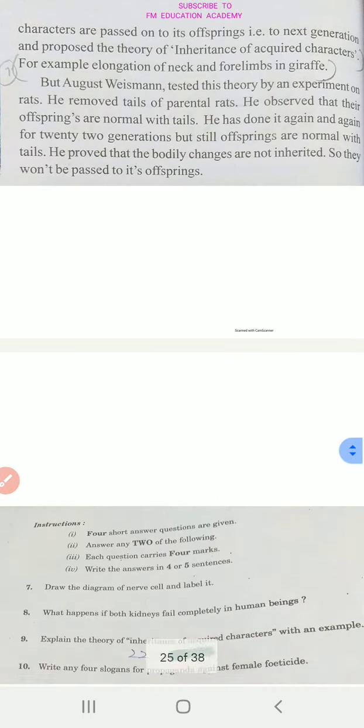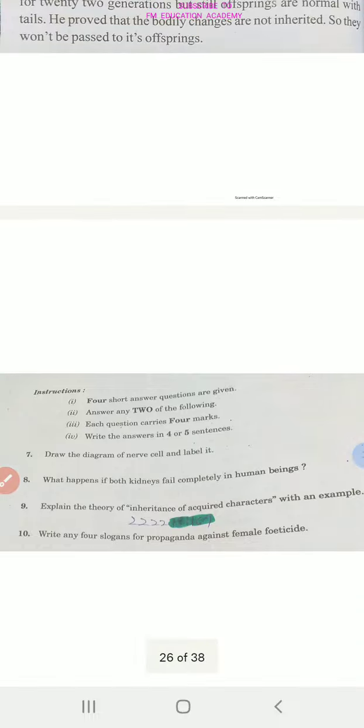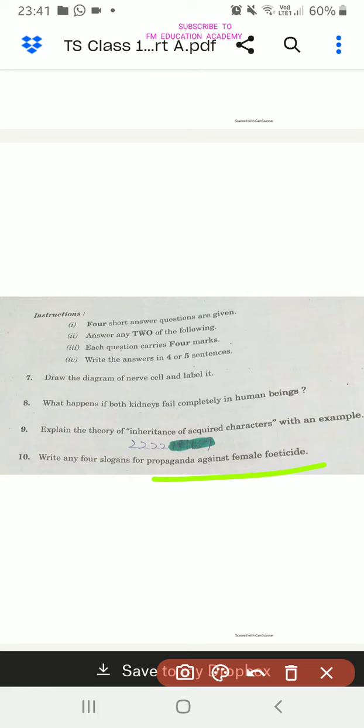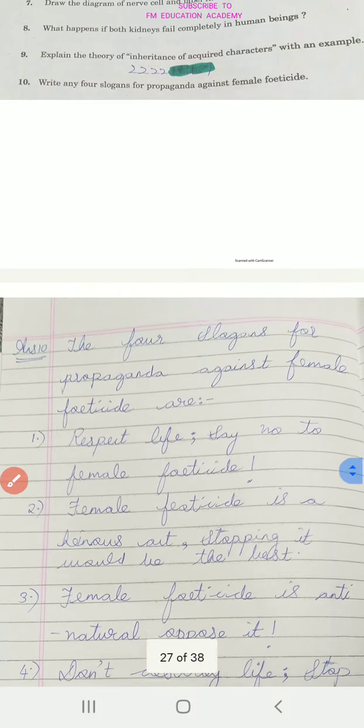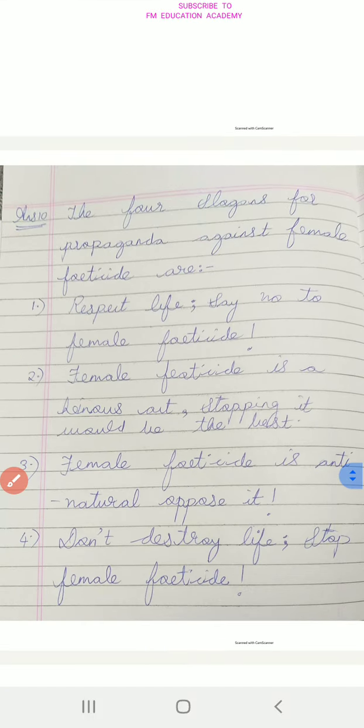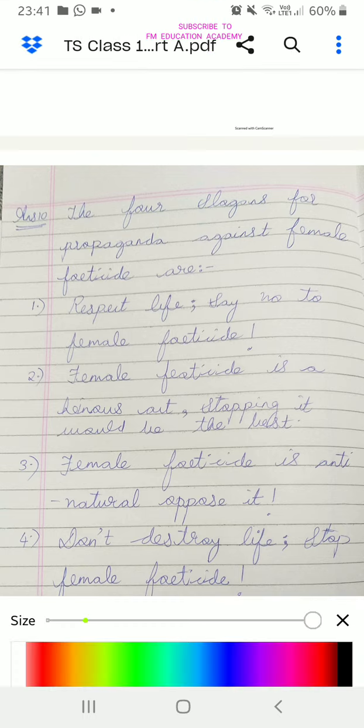Next question is, write any 4 slogans for propaganda against female feticide. For one slogan you will get 1 mark, because slogan means you have to think and write. Any slogan which is catchy and which describes female feticide you could have written, and you would have got 4 full marks if you had written all the 4 slogans.